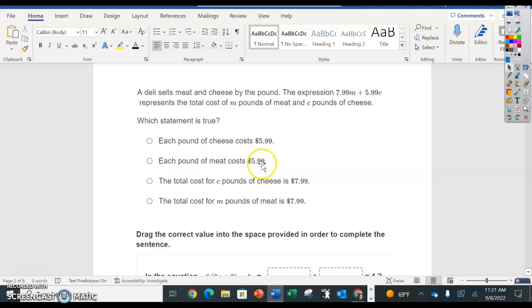Each pound of meat is $5.99. That's not true because it's $7.99 right here. The total cost of C pounds of cheese is $7.99. So that's not true because we're not looking at the total.